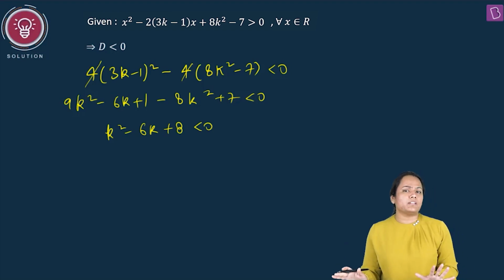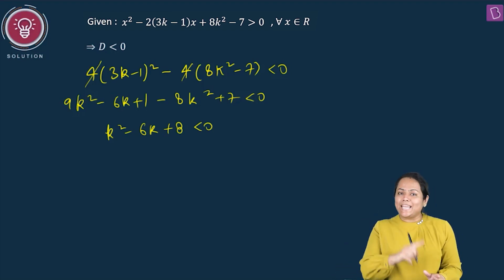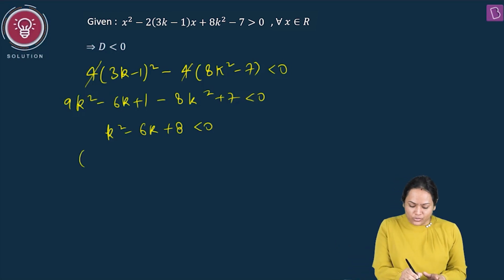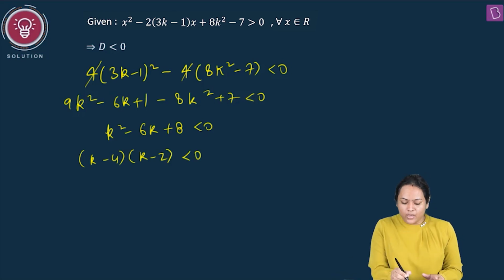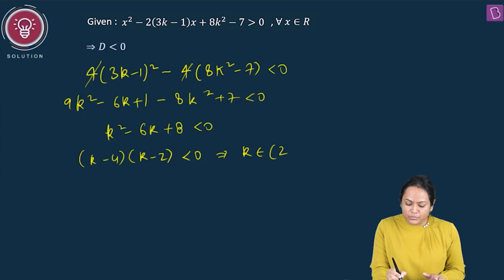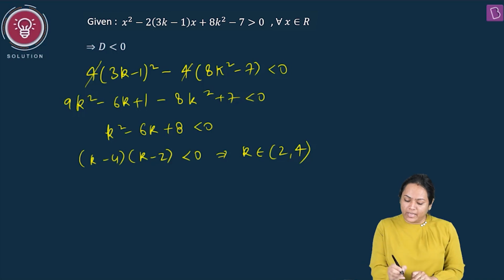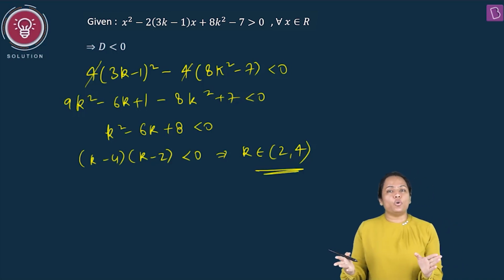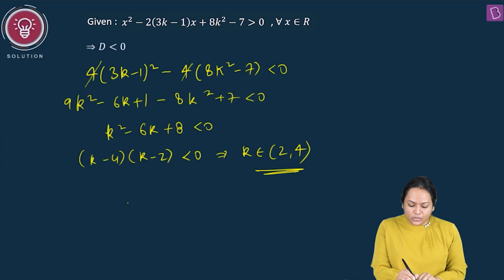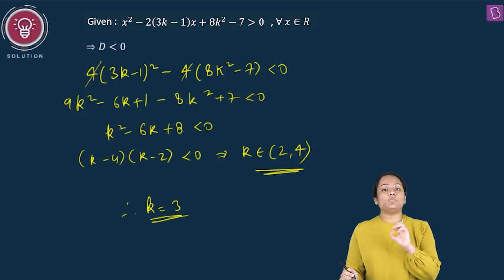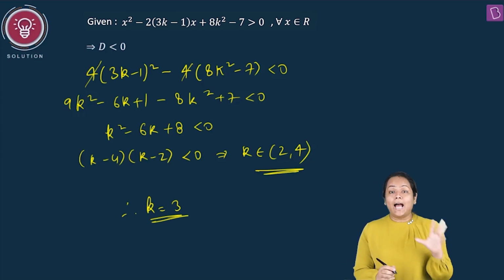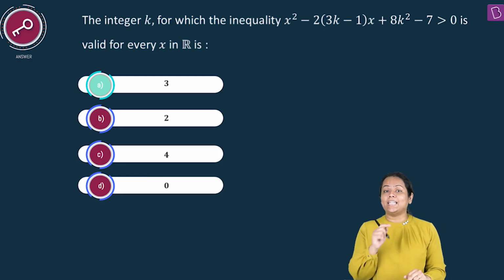You already know what the factors are: k minus 4 and k minus 2. So (k minus 4)(k minus 2) less than 0 gives that k lies from 2 to 4. And what have they asked? The integer value of k which satisfies this. Between 2 and 4, both end values are not allowed. There is only one integer value of k which is possible, that is 3. So this will be the answer for the question. And if we go for the options, we can say that A will be the right choice.